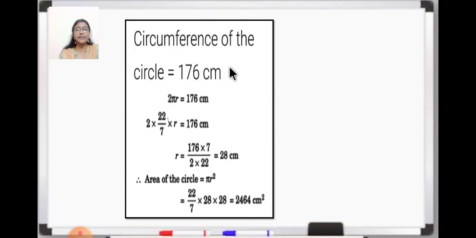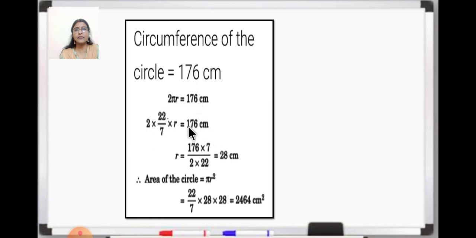In the first case we used the perimeter of the square, and here circumference. Circumference is nothing but the perimeter of the circle, and the circumference of the circle is also the same value, that is 176 centimeter, because the same wire is turned into a circle. Then we'll use the formula of circumference, 2 pi r, that is equal to 176 centimeter. Next step, 2 into, in place of pi, 22 upon 7 into r is equal to 176.